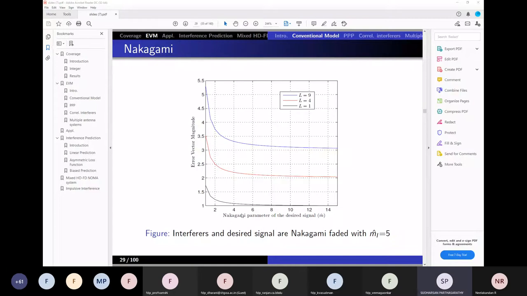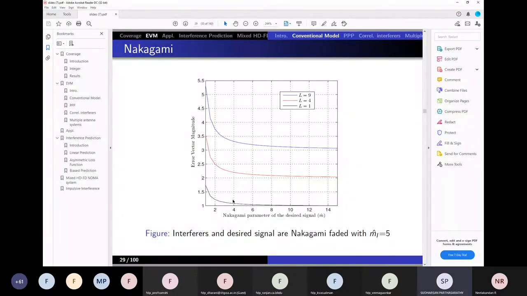Next slide, number 13. Whatever we have seen is for the regular hexagonal model. Now in this one slide, we will see the PPP model. So EVM is the expectation of the square root of 1 by SAR. Now for any positive random variable, you can write the expectation of X as the integral of the probability of capital X greater than some small x, dx. So basically the integral of the CCDF will be equal to the expectation for a positive random variable.